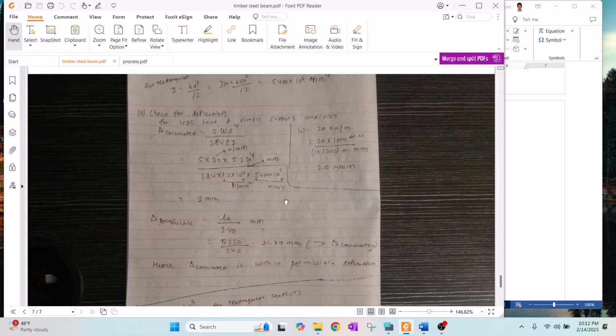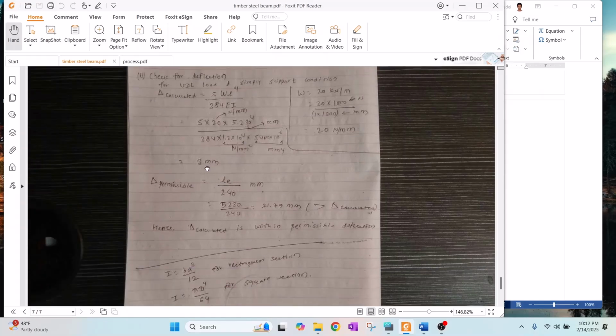Just convert all these into Newton and mm, as I said earlier. We are going to use Newton and mm in almost all of these questions, Newton for force, mm for length. Just put all the values and you can calculate delta calculated, that is 3 mm. This is elastic deflection, and this equation is for linear elastic behavior. So we can calculate the value of deflection at the mid of the member.